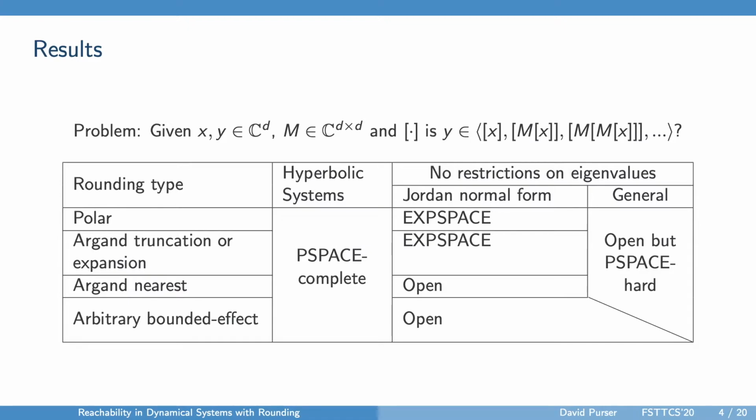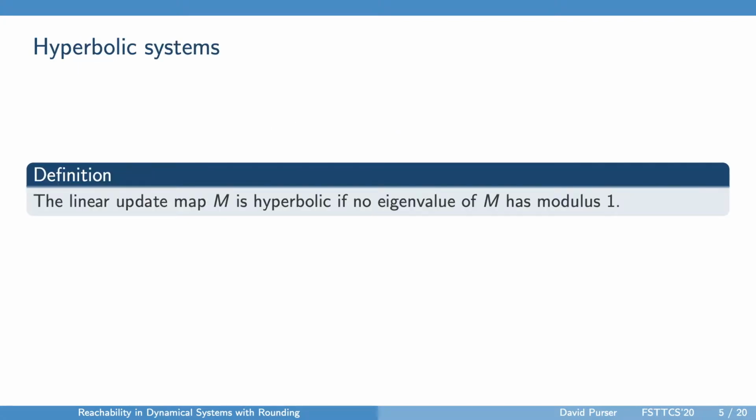In this talk, we'll look at the P-space completeness result for hyperbolic systems, the decidability result for polar rounding functions, and we'll take a look at a surprisingly simple open problem for the Argand nearest rounding function. So let's look at these hyperbolic systems. The matrix M is hyperbolic if no eigenvalue has modulus 1.